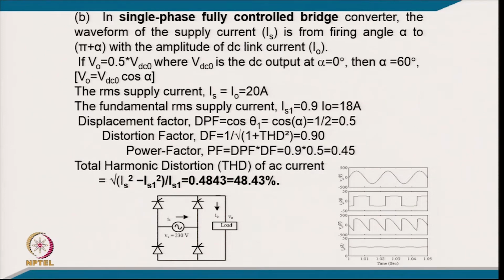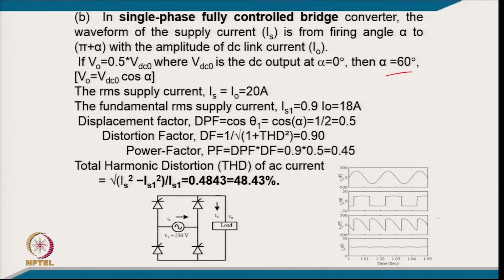Coming to the second part, if this is a fully controlled converter, now all 4 thyristors are used and the firing angle is 60 degree. So, in case of a thyristor converter you will have a square wave, but phase shifted by 60 degree, and this will be the voltage waveform, and this is your output current. So, a square wave of current will be there.